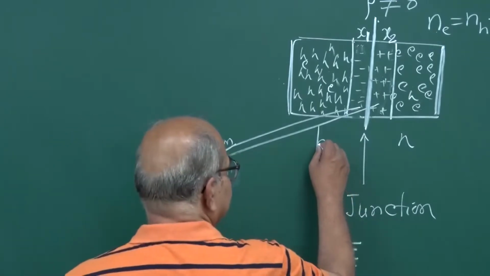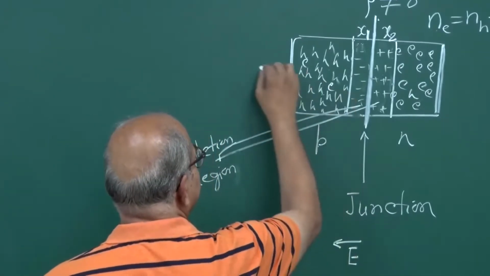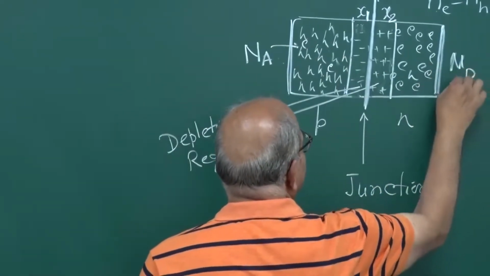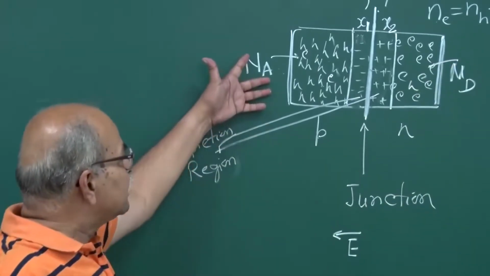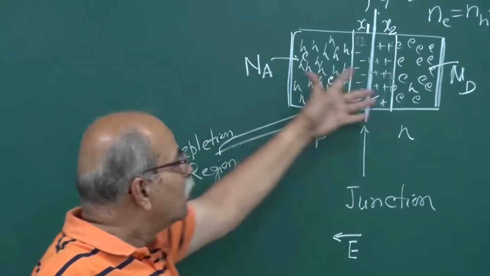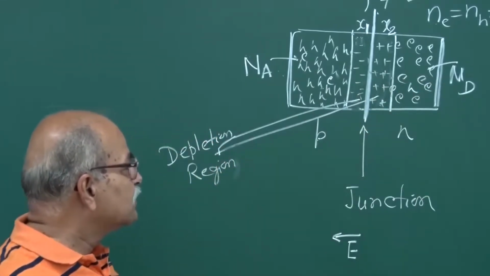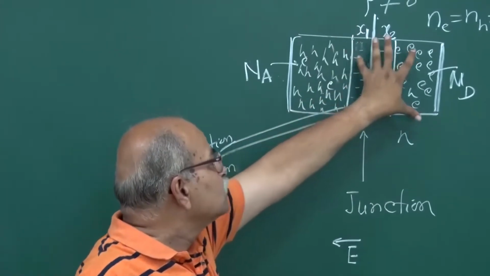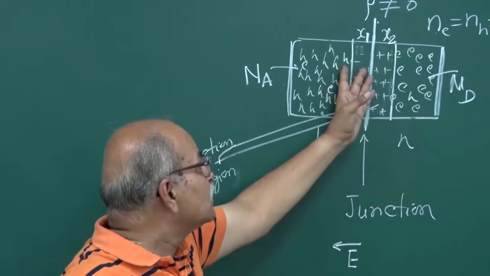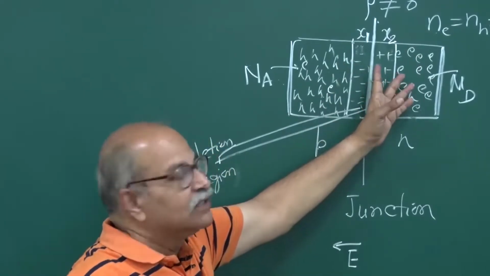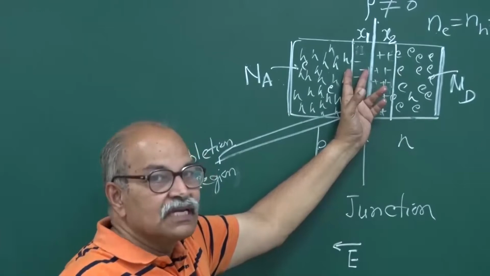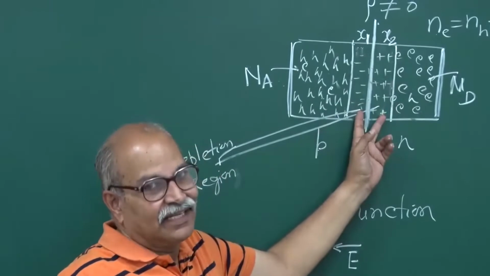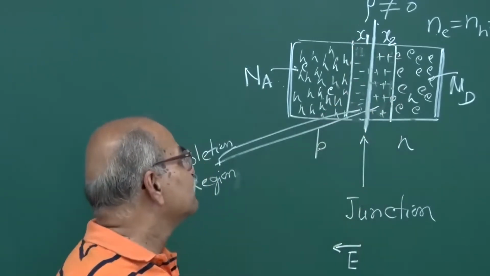So if this is P type, that means you are putting acceptor impurities here, so Na, and here you are putting donor impurities, so Nd. How many acceptor impurities per centimeter cube, how many donor impurities per centimeter cube, that will decide this. If you have large density here and a smaller density here, and these holes are to neutralize these electrons or these electrons are to neutralize these holes, a small width is sufficient to neutralize a larger width here, and therefore x1 and x2 will be different.